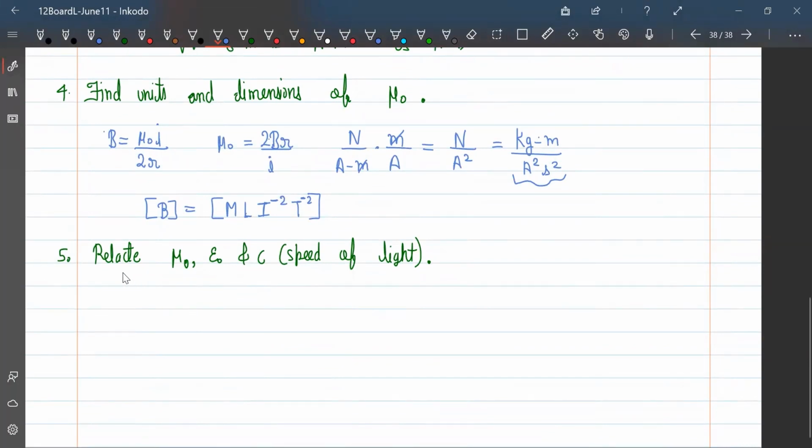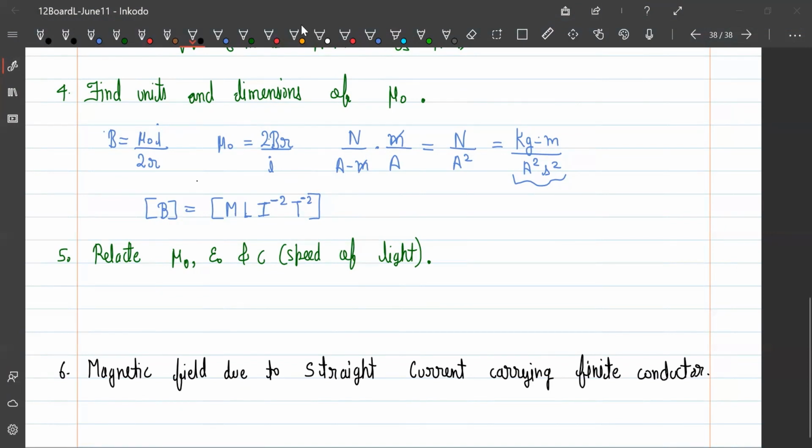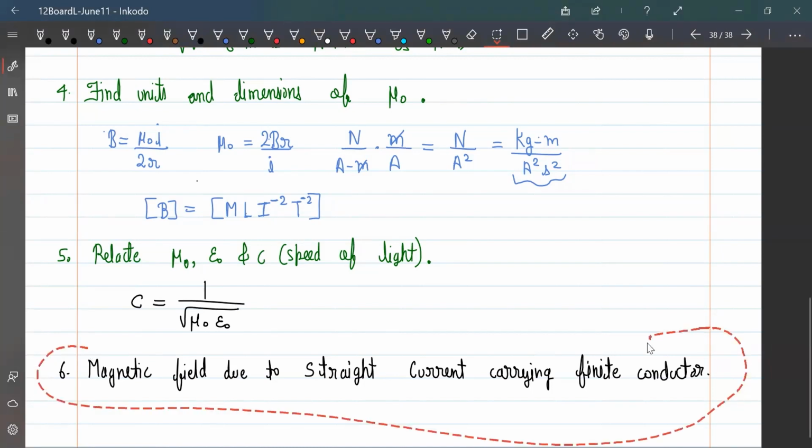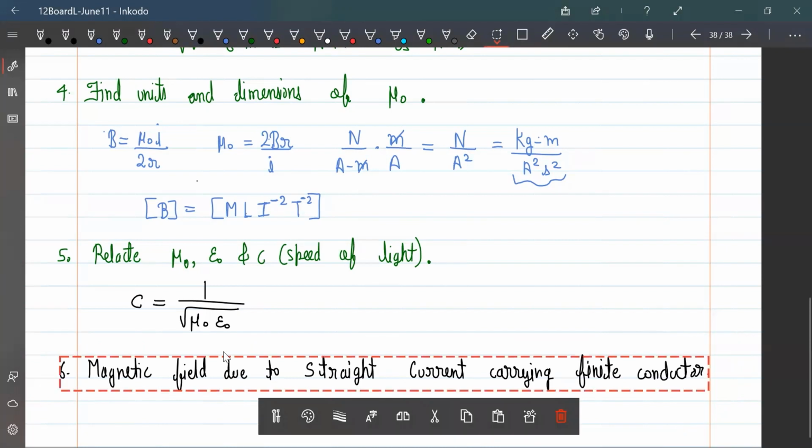And then we have to relate mu naught, epsilon naught, and C. So the relation between mu naught, epsilon naught, and C is C equals 1 by root over mu naught into epsilon naught. Sometimes in exams a question comes to prove that the dimensions of 1 by root mu naught epsilon naught are the dimensions of speed.